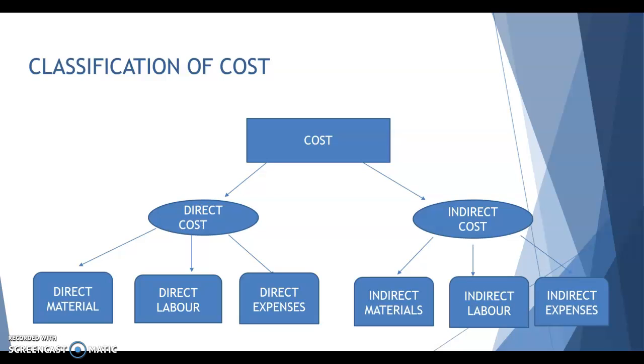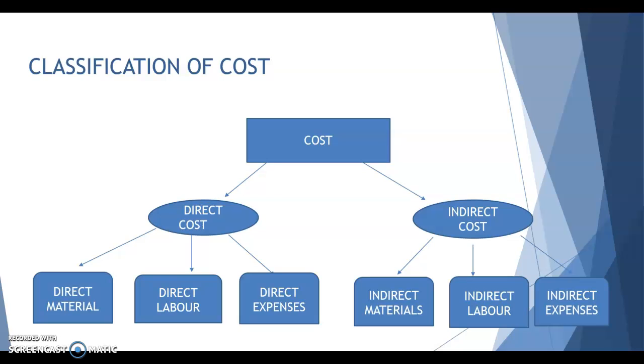Then we have direct expenses. These are the expenses other than direct material and direct labor, which can be directly identified or linked to the cost center. We also call it as chargeable expenses. Now, for example, the cost which is incurred on a special design or a pattern or a software which is used for production of a product, we call it as direct expenses.